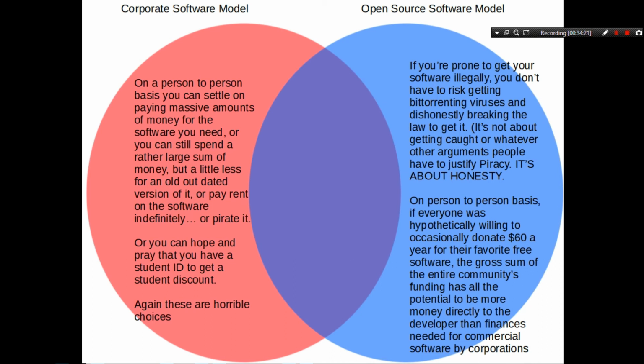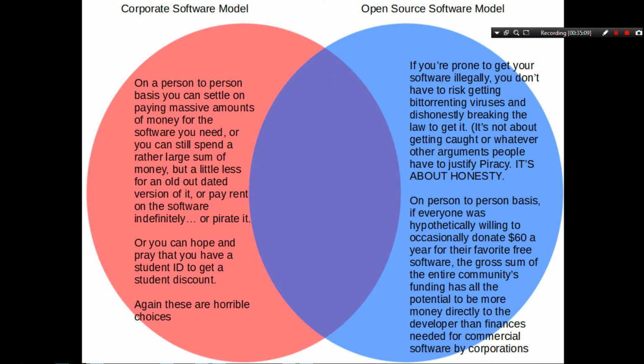So I'm sorry, I'm on my high horse here talking about this. It's all about honesty. It's not about getting caught. On a person-to-person basis, if everyone was willing to hypothetically occasionally donate $60 a year for their favorite free software, the gross sum of the entire community's donations and funding has all the potential to get more money directly to the developer and reach the finances needed when compared to commercial software by corporations.